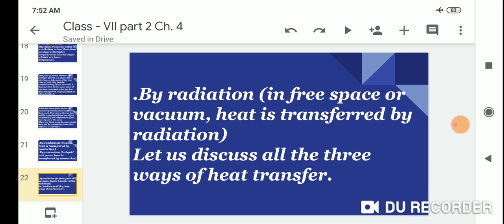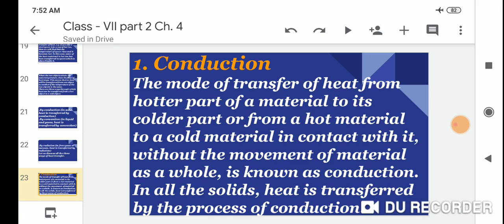Let us discuss all three ways of heat transfer. First one is conduction. Conduction is the mode of transfer of heat from the hotter part of a material to its colder part, in contact with it, without the movement of the material. In all solids, heat is transferred by the process of conduction.